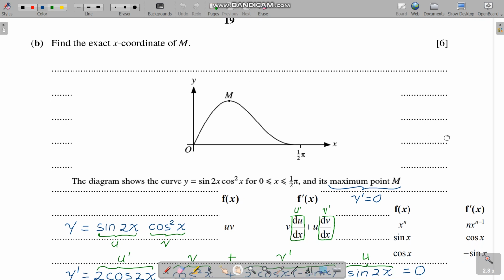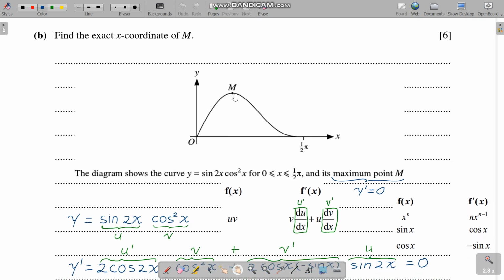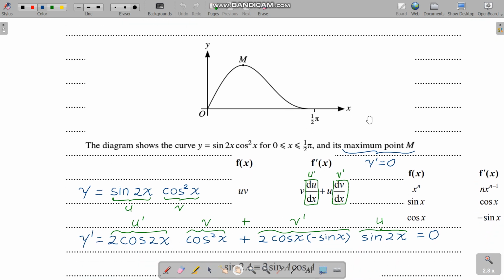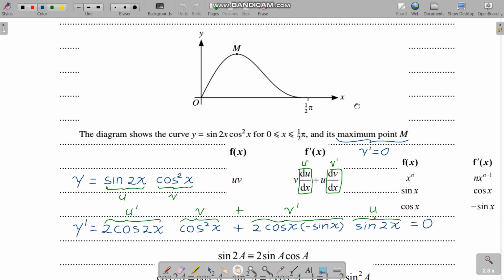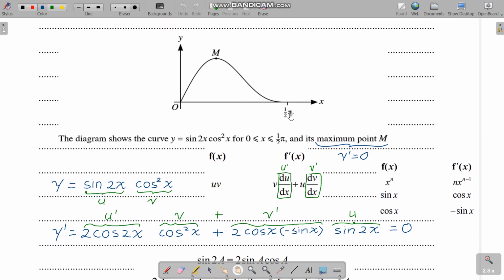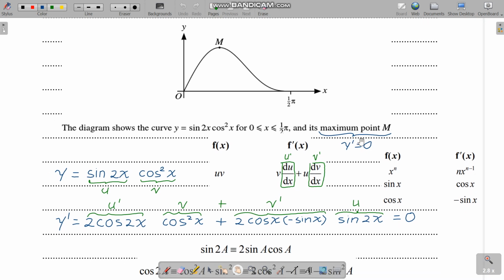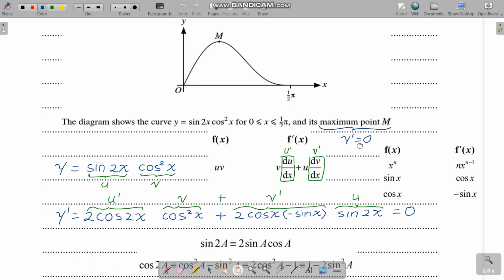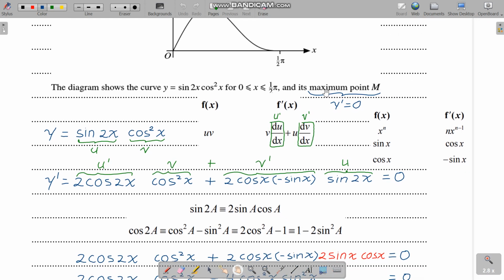Exact x-coordinate of M. So M is a maximum point, so it's a stationary point. So the tangent gradient at this point is a horizontal line. The gradient is 0 then. Okay, so the tangent is a horizontal line, the gradient is 0. So basically maximum means y prime, or dy/dx, or the gradient equals 0. Okay, so y prime equals 0, we need to find y prime.